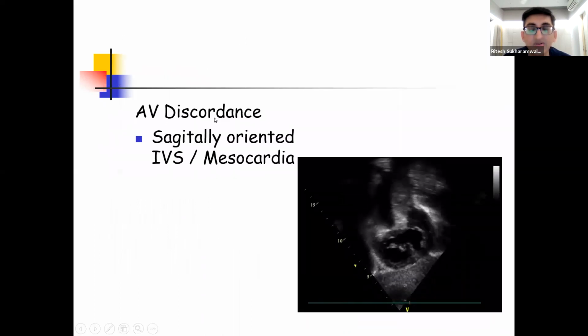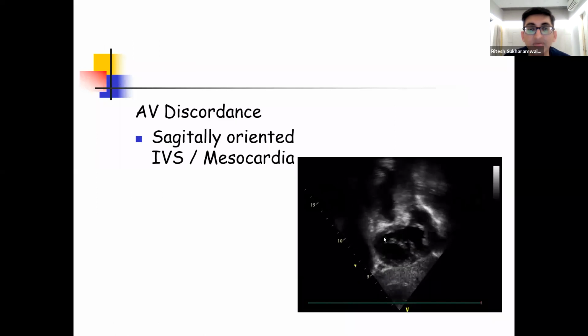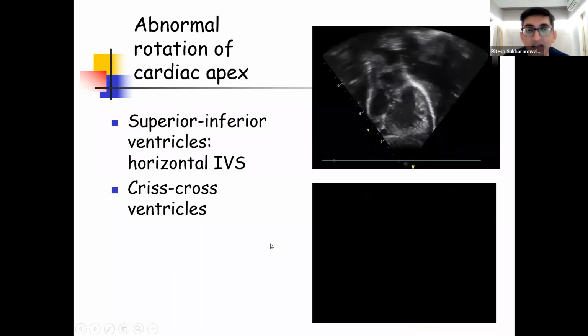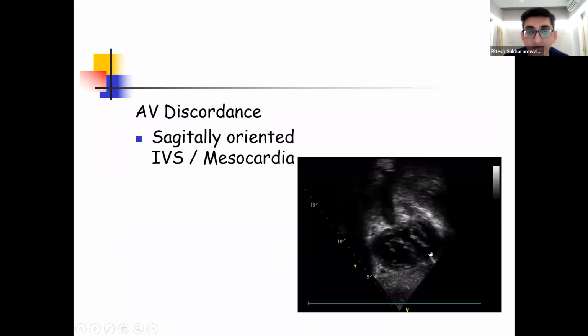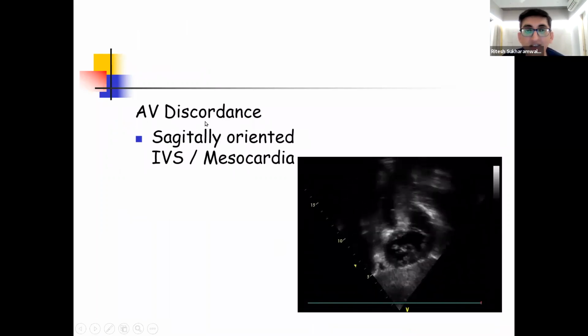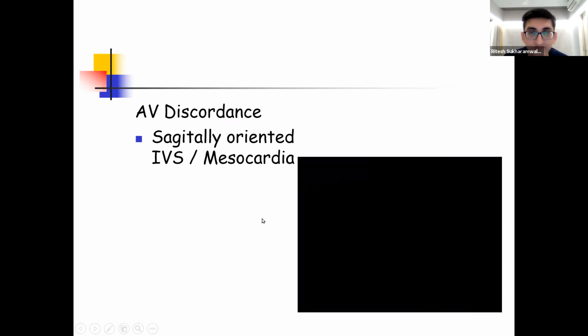But in case of AV discordance, the interventricular septum is malposed. It is oriented sagittally, and hence it will lead to mesocardia. There will be mesocardia in case of atrioventricular discordance. So in major cases of corrected TGA, we see mesocardia.